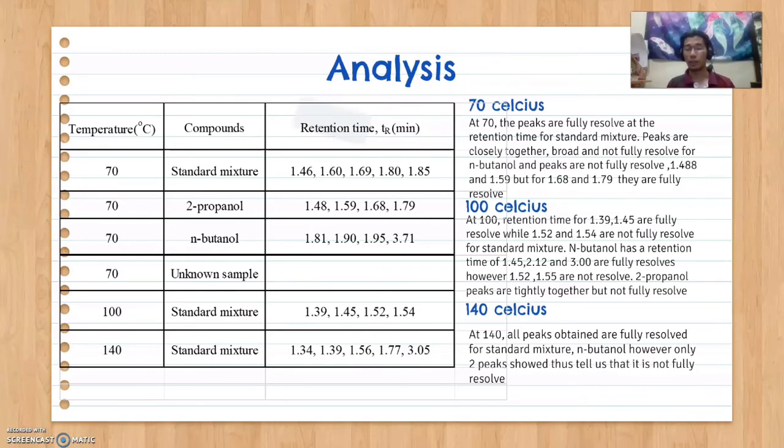For N-butanol, it shows the same result except for one particular retention time. 1.45, 2.12 and 3.00 are fully resolved. However, as I said before, at 1.52 and 1.55 it is not fully resolved. For 2-propanol, all of the peaks from the graph are very tightly packed together, but it is not fully resolved.